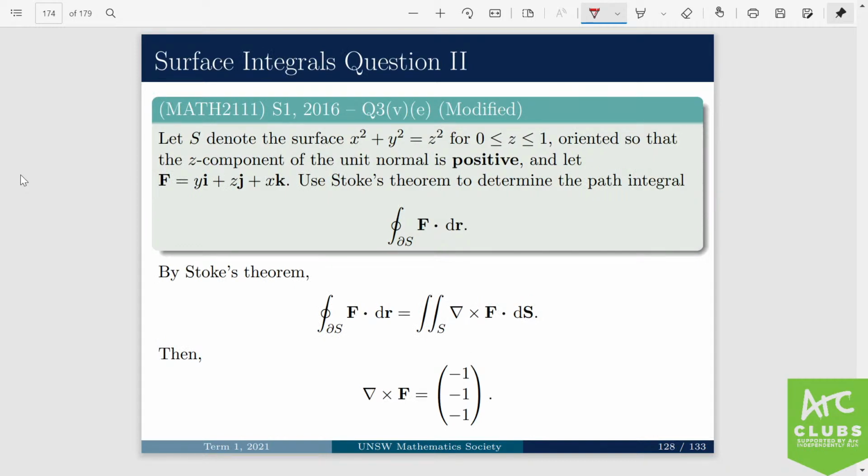So I have a question here from 2016. I have this surface defined by x squared plus y squared plus z squared, where z is restricted to this bound. We have a vector field which is y, z, x, like here. And we want to use Stokes' theorem to determine the path integral. Again, it says path integral, but this is a vector field.